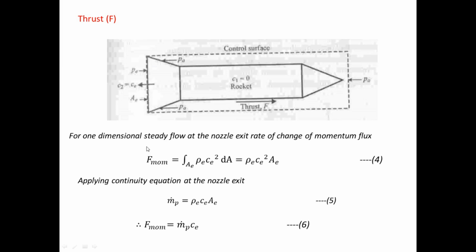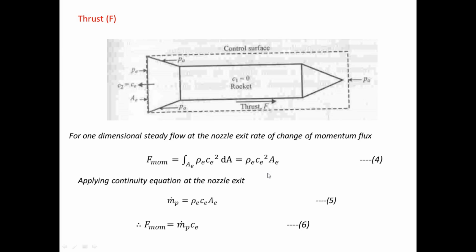Now, for the total thrust force, if you are considering steady and one dimensional flow at the nozzle exit, the rate of change of momentum flux will be equal to the integral over AE, that is along this area, of rho E into C square into dA. Same equation that we followed in the previous one. Since it is one dimensional, you can write it as rho into C square into AE. The flow is assumed to be one dimensional, so the integral over AE of dA will be equal to AE itself.